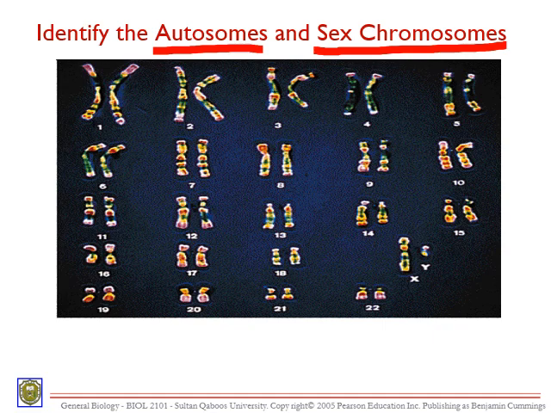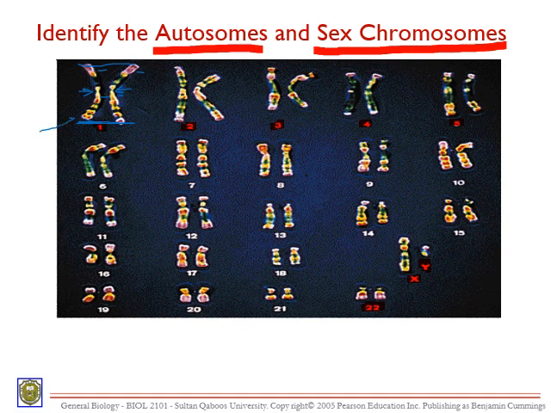Okay, you can see the numbers over here. This is number 1, this is number 2, 3, 4, 5, until it reaches number 22. And then you have X, Y. Now let's look at chromosome number 1, the first set. These two chromosomes have the same length, the same centromere position, and the same staining pattern. You can see this is purple, and here is purple, this is yellow, and this is yellow, etc. So these two are homologous chromosomes.